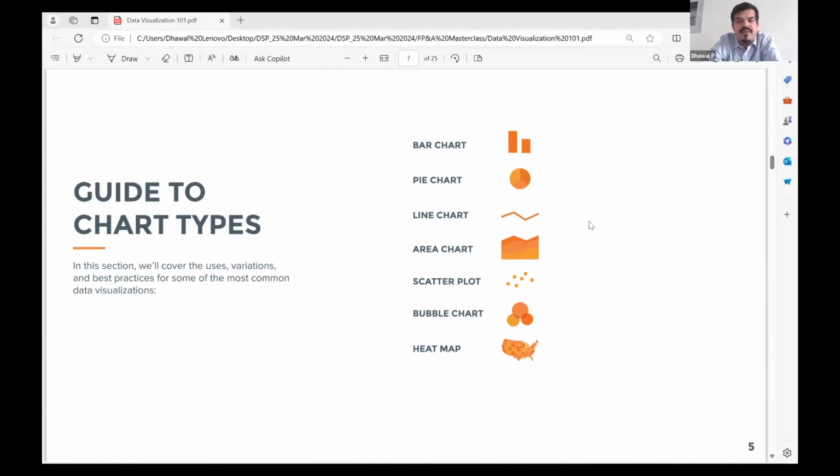So what chart do we use? Generally, as FP&A professionals, you will end up using maximum 3 charts: your bar chart, your pie chart, and line chart. In rare occasions, you will use area, scatter plot, bubble chart, and heat map. But 90% of your job will be done with these 3 charts: bar chart, pie chart, and line chart. So let's look at all these chart types a little bit more in detail.